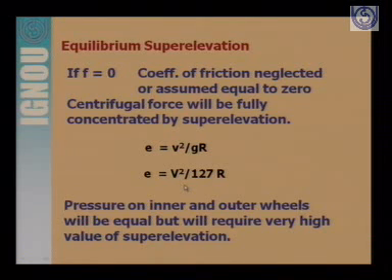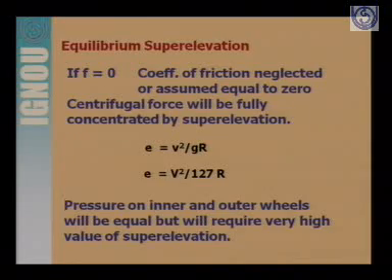In terms of speed, when we are considering the speed in terms of kilometer per hour, then in that case E will be taken equal to V square upon 127 R, where capital V is the speed in kilometer per hour. This is simply a mathematical transformation of speed from meter per second to kilometer per hour.